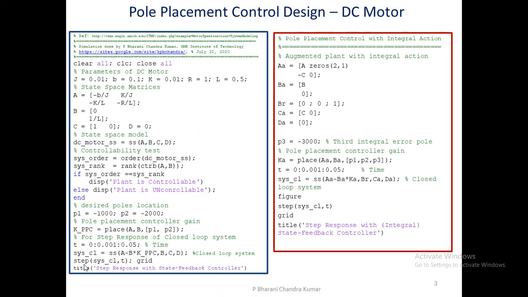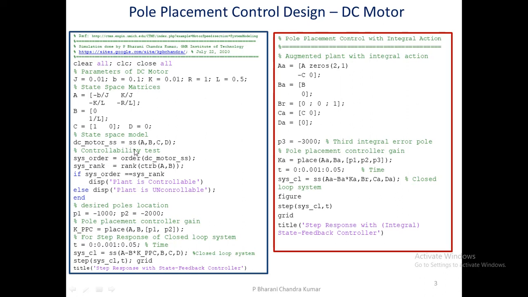This is the base code for the pole placement control design for a DC motor. These are the parameters which we have taken from the reference we discussed in the earlier slide: J, B, K, R and L. And these are the A, B, C, D matrices, the same as we have seen on day 2 and day 3. DC motor underscore SS equal to SS means state space model. Since the A, B, C and D matrices are there, we are creating the DC motor state space model by using the command SS.